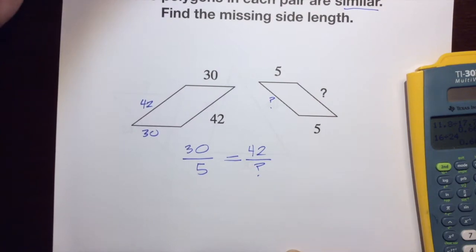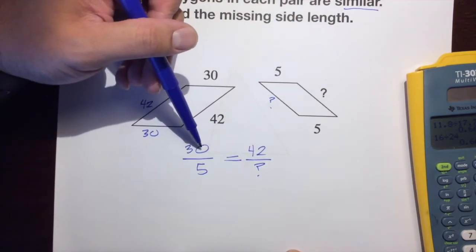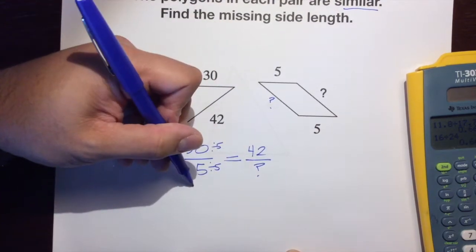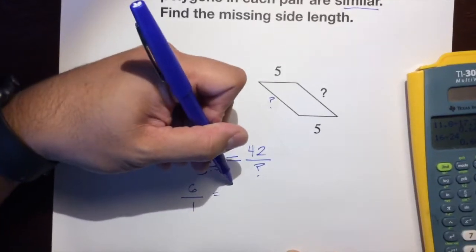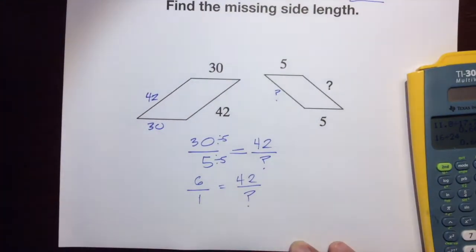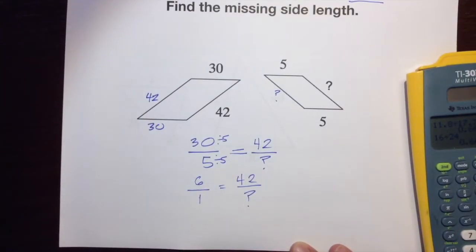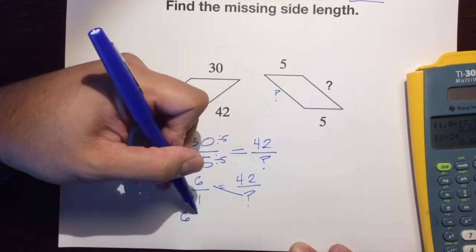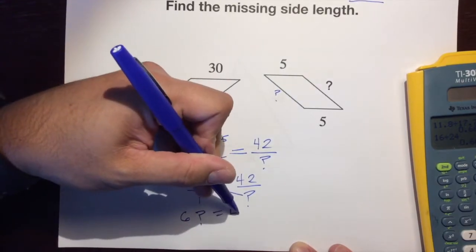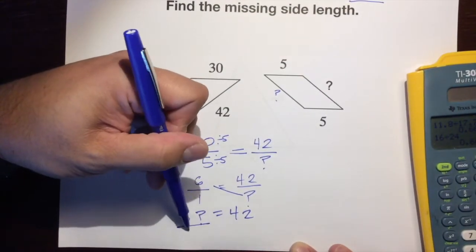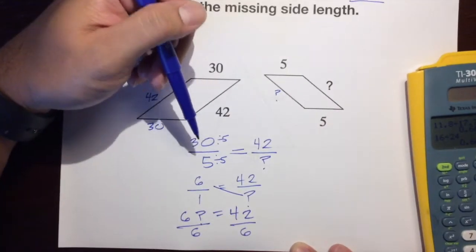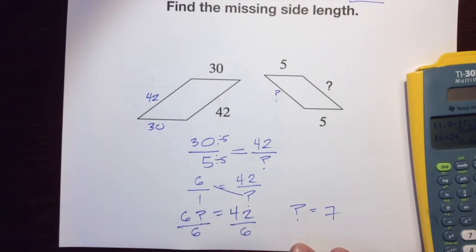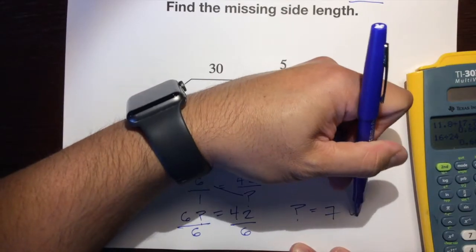So let's figure this out. Let's simplify this 30 over 5. What divides in both 30 and 5? 5. 30 divided by 5 would be 6. 5 divided by 5 is 1. Is equal to 42 over question mark. We have a proportion. And how do you solve proportions? Cross multiply. So 6 times question mark is equal to 1 times 42, which is just 42, and divide both sides by 6. 42 divided by 6 is 7, so question mark is equal to 7 units. It doesn't tell us, so let's just write units.